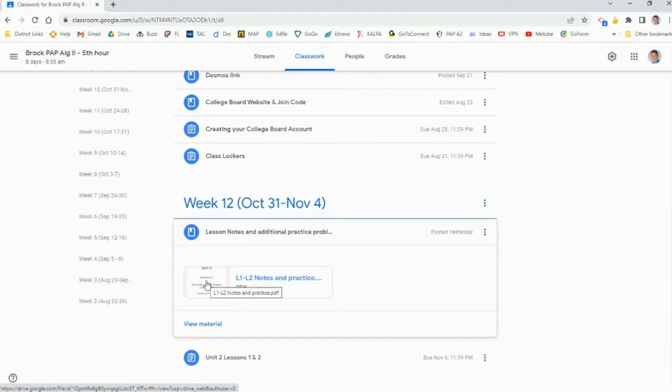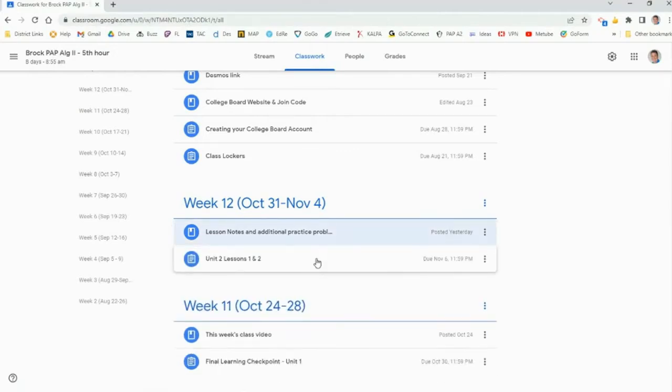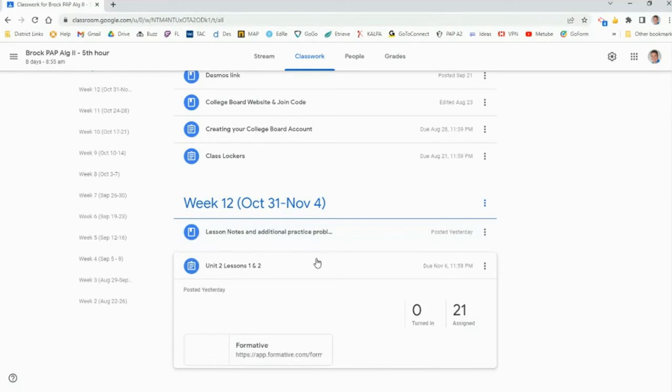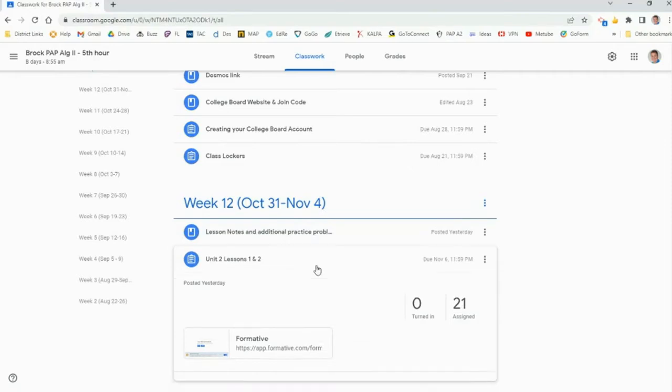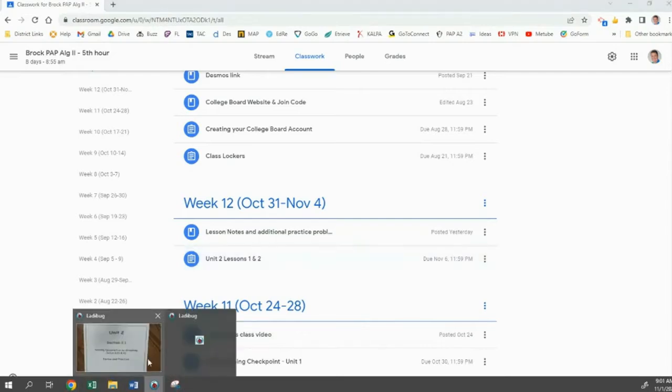You can take notes with me as we go through, or you can just take notes on paper or however you like to do that. But remember, any notes you have, you can use on tests and quizzes. It's always good to have that, and you remember things better when you write them down. And here's our assignment. We have a formative Unit 2, Lessons 1 and 2. It's just one formative, one assignment, but it covers these first 2 lessons that we're going to be looking at here in our notes.